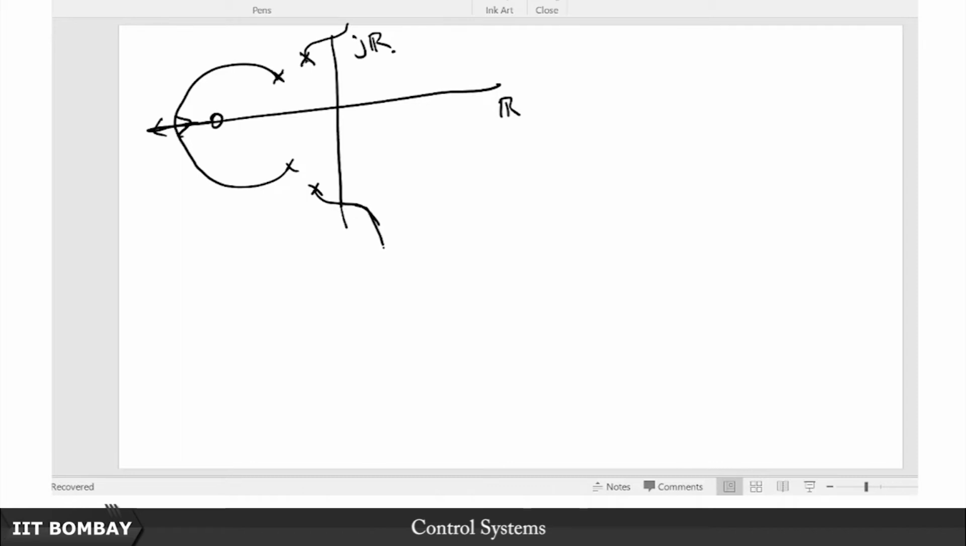I am just sketching it, I am not taking any numerical values. Suppose the 0 is too far to the left, so the centroid, the asymptote along which they go to 90 degrees and 270 degrees, is on the right half plane. So there is some point at which they cross over. If the 0 is close enough, then maybe for no value of k would you have a crossover from the left half plane to the right half plane.